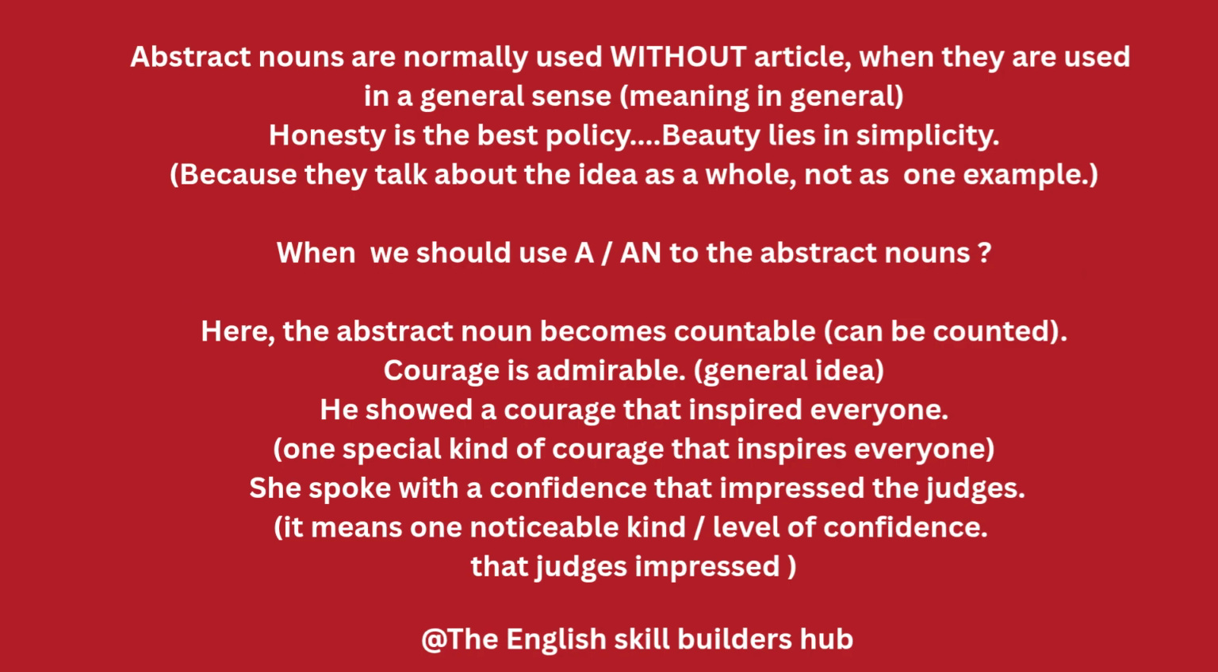When should we use a or an with an abstract noun? When the abstract noun becomes countable. Example, courage is admirable. This is the general sense, so that is the reason we should not use any article. See the second one. He showed a courage that inspired everyone. This is one special kind of courage that inspires everyone. There we should use an article. See another example. She spoke with a confidence that impressed the judges. It means one noticeable kind, that is the level of confidence that impressed the judges. There we should use an article.